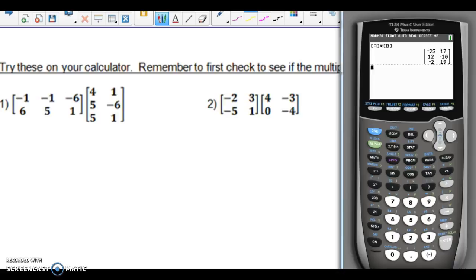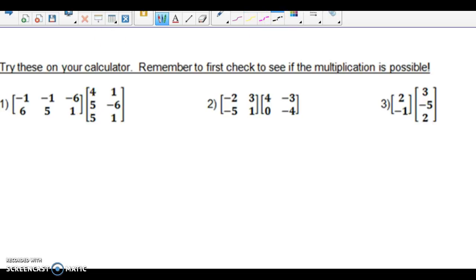Okay, so we're going to do these 3 together. So first thing we're going to do, like I said, let me set the calculator down. First thing we want to do is see if we can even do this. So this would be our A, and this would be our B. And A is a 2 by 3, and B is a 3 by 2. So these two match. So my answer would be a 2 by 2. So yes, we can do this one.